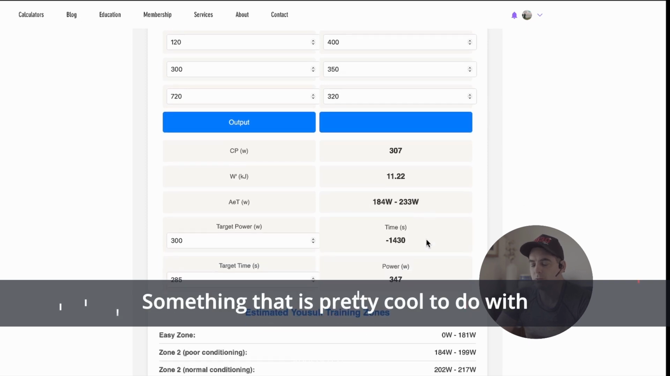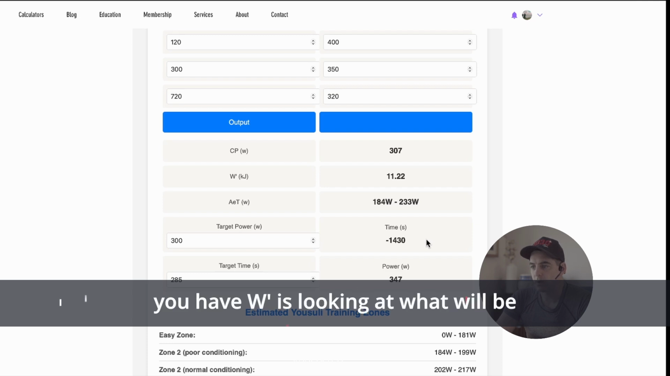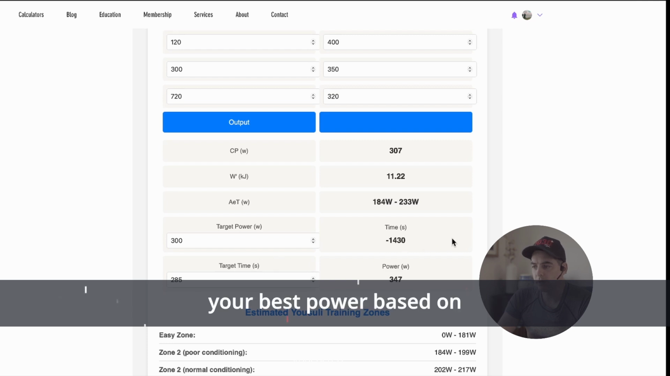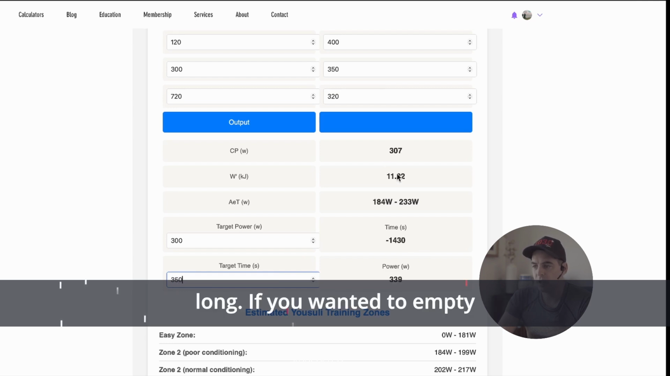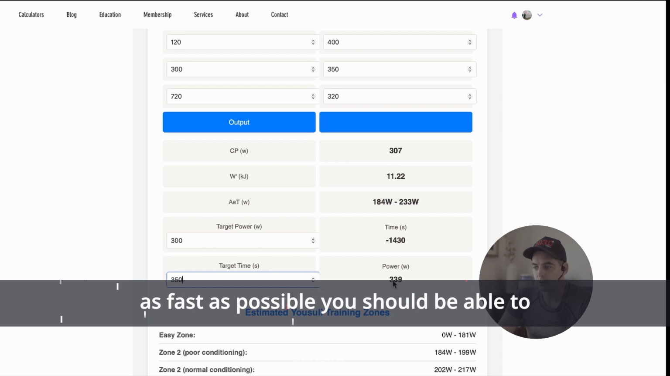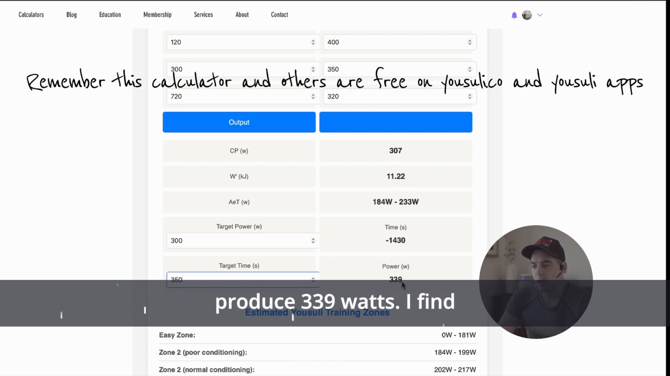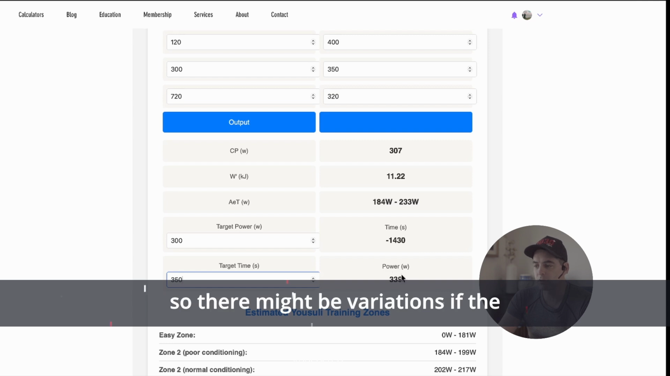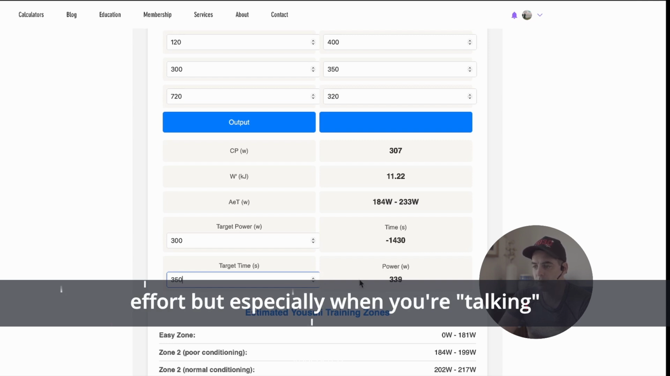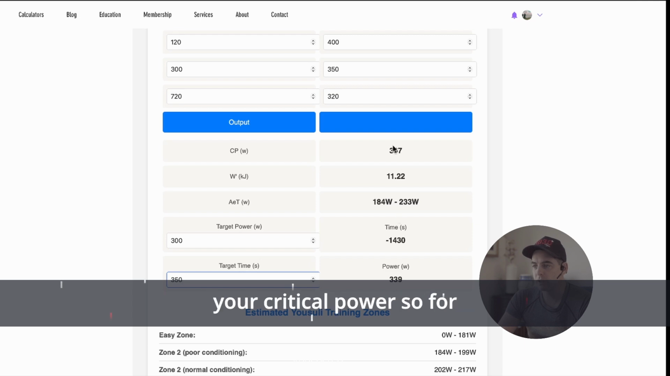Something that is pretty cool to do when you have CP and W prime is looking at what will be your best power based on, let's say, a set duration. So you want to do something for 350 seconds. If you wanted to empty this tank as fast as possible, you should be able to produce 339 watts. I find this to be very often very accurate. When we are looking at runners on a 5K course or shorter, or cyclists doing time trials, these values are actually pretty spot on. There might be variations if the course is demanding an effort, but especially when you're talking about values that are above your critical power, so for shorter efforts.